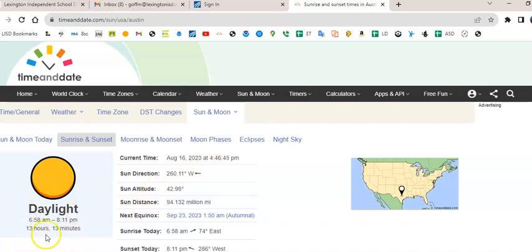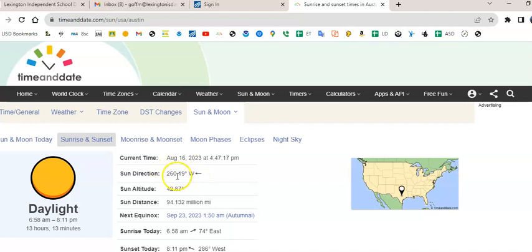Okay, back over here. Right now, the day's length is 13 hours and 13 minutes. That's going to change over the course of the year. Some other things that we are told right here at the beginning: the sun's direction. Which direction would you need to be facing if you wanted to be facing directly towards the sun? You would need to be at about 260 degrees, which is not quite due west, but it's close.